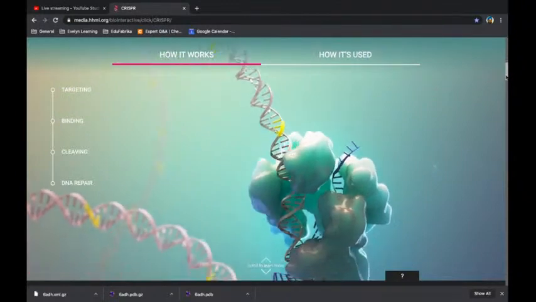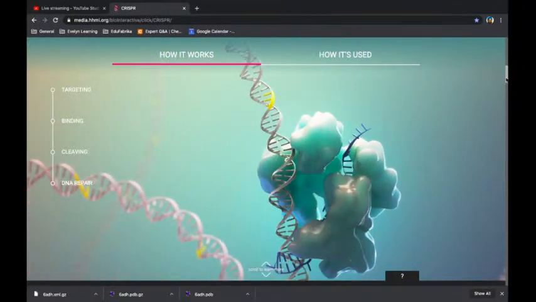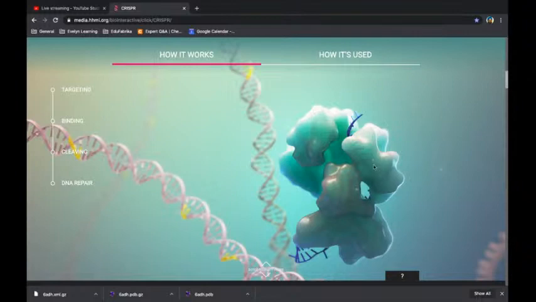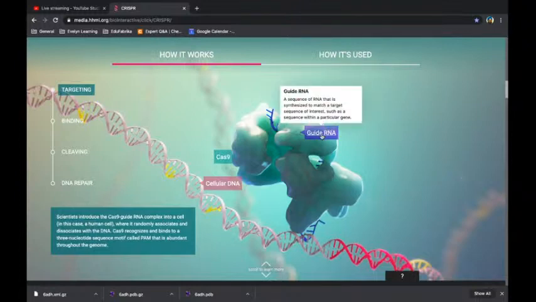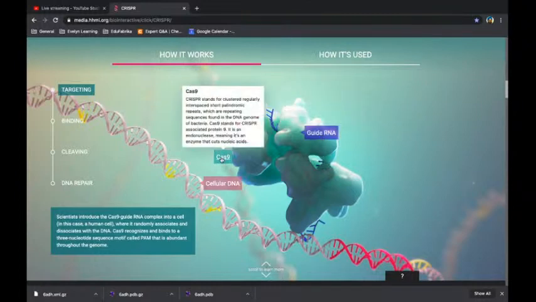Let's go down. So this is your CRISPR-Cas9 molecule. This part is your guide RNA, this side is your CRISPR-Cas9, and this is our cellular DNA. Guide RNA is a sequence that is synthesized to match the target sequence of interest, such as a sequence within a particular gene. So it just helps you get to the particular sequence.